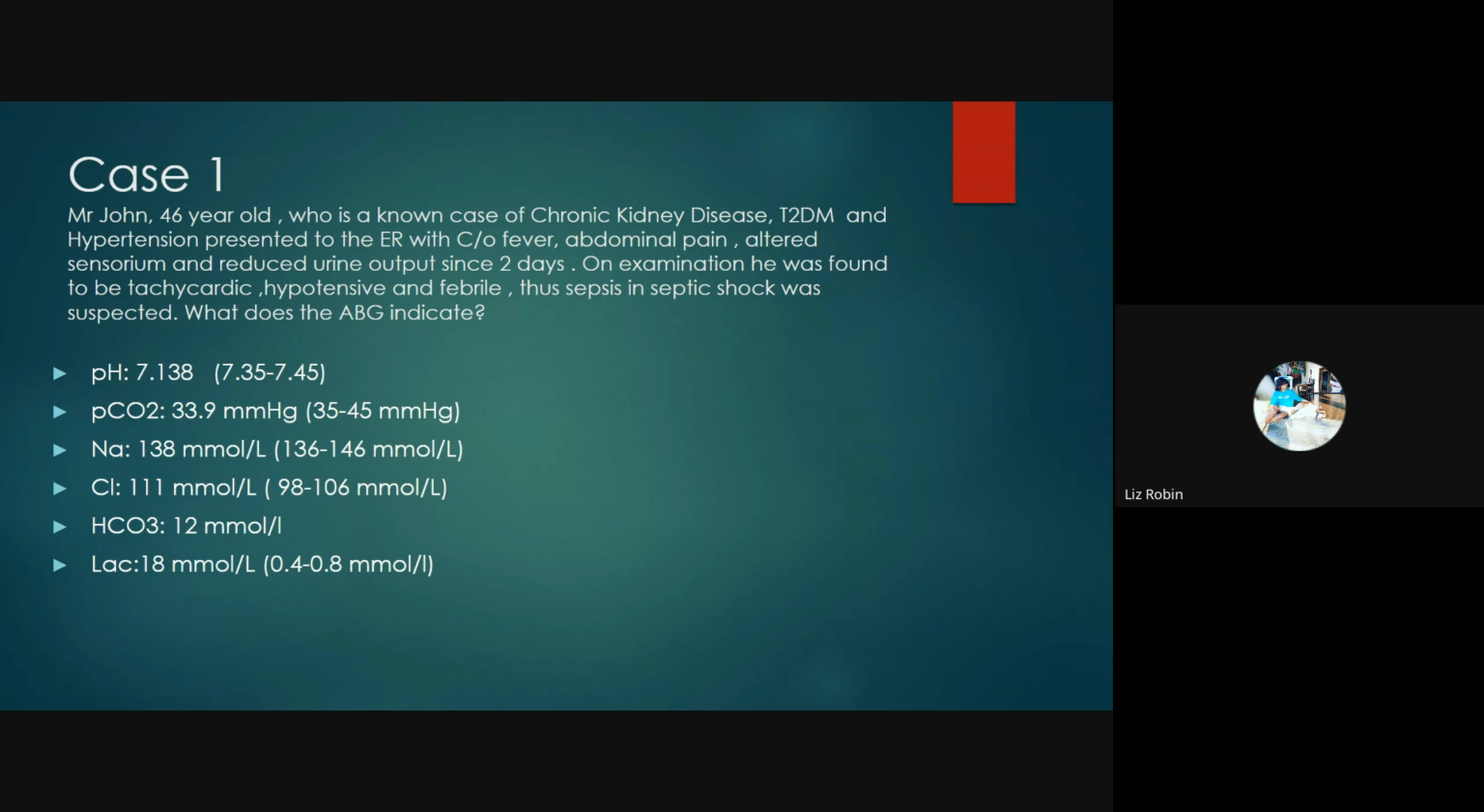So Mr. John, a 46-year-old, who's a known case of CKD, T2DM and hypertension, presented to the ER with complaints of fever, abdominal pain, altered sensorium and reduced urine output for 2 days. On examination, he was found to be tachycardic, hypotensive and febrile. So they suspected that he was in sepsis and septic shock. What does the ABG basically indicate? The pH is 7.138, PCO2 is 33.9, sodium is 138 millimoles per liter, chloride is 111 millimoles per liter, bicarb level is 12, and lactate is 18.